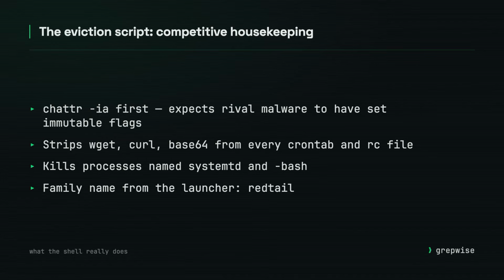The eviction script is the more telling of the two. Before anything installs, it removes immutable flags from the crontab directories. It expects that protection to be in place because competing malware uses it. It then filters every cron file and every shell startup file for the patterns other malware uses to persist: wget, curl, base64, and raw TCP socket invocations. It kills processes hiding under names 1 character away from real system tools: systemtd with a D at the end, and -bash. The family name appears in the launcher itself. It is Redtail. This is one criminal operation clearing another off the machine before taking it over.